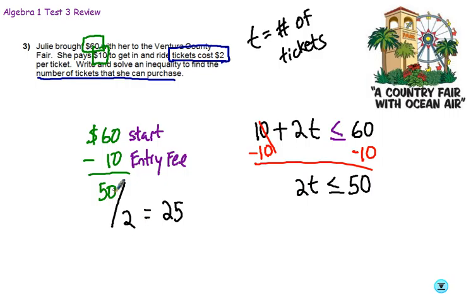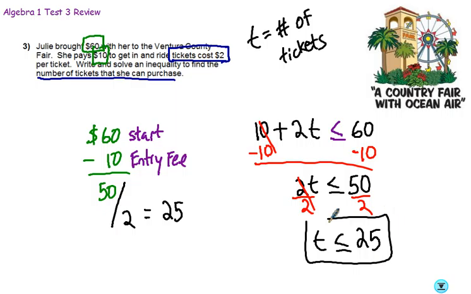So we're going to do the same thing. Divide by 2. So I'm going to divide both sides by 2, and I get t is less than or equal to 25. And so the difference between what I said right here and this is that here I said equals 25. Well, I don't have to buy 25 tickets. Maybe I buy some tickets and then I want to get a drink or something to eat. So I don't have to spend all my money. So that's why we would say less than or equal to 25.